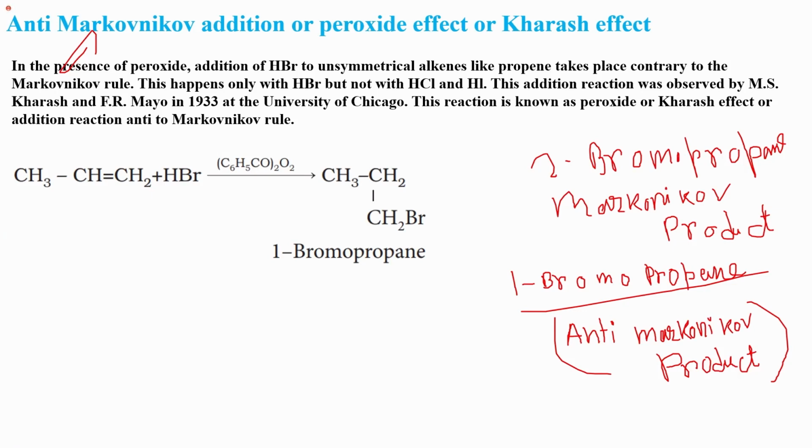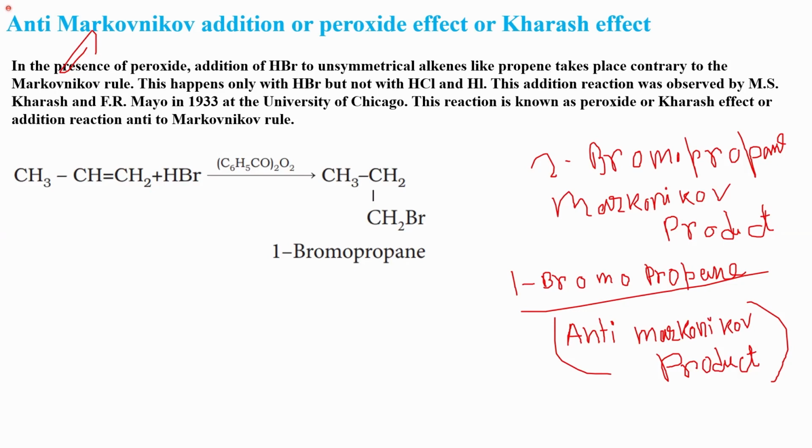In this addition there are two rules: one is the Markovnikov rule, another is the anti-Markovnikov rule. So what is the Markovnikov rule? The negative addendum will go to that carbon which leads to the more stable carbocation generation. But in the case of the anti-Markovnikov rule, there is something called the peroxide effect, or the Kharasch effect. In the presence of peroxide, the mechanism is different compared to the Markovnikov.